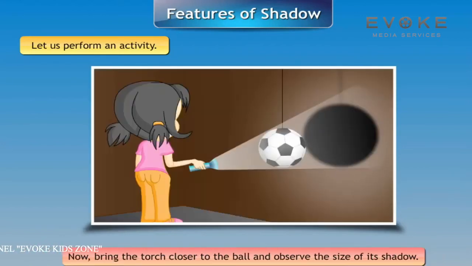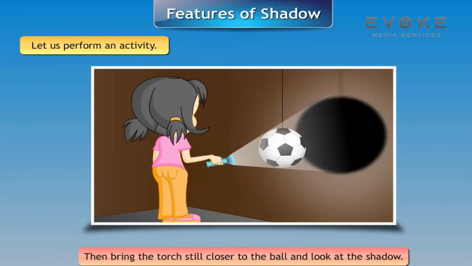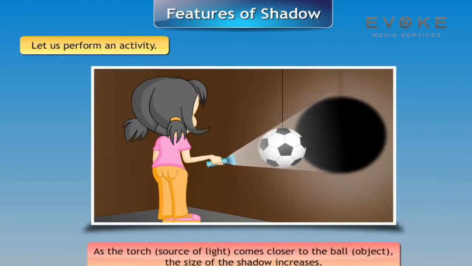Now bring the torch closer to the ball and observe the size of its shadow. Then bring the torch still closer to the ball and look at the shadow. As the torch, which is a source of light, comes closer to the ball, which is an object, the size of the shadow increases.